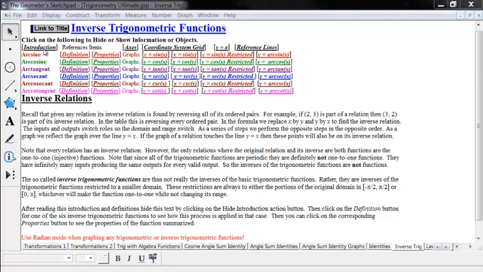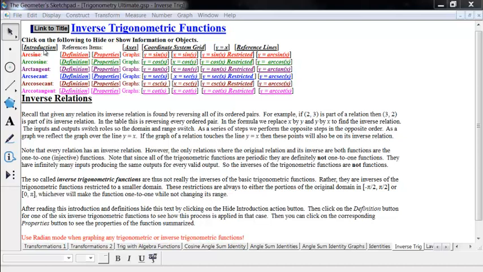So first of all, let's just recall what we mean by an inverse relation. Given any relation, its inverse relation is found by reversing all its ordered pairs. For example, if (2, 3) is a part of a relation, then (3, 2) is going to be a part of its inverse relation. So notice they come in pairs. We're just reversing every ordered pair in the table.